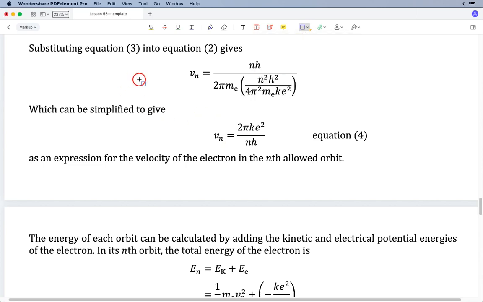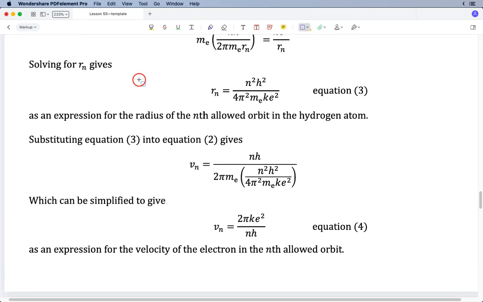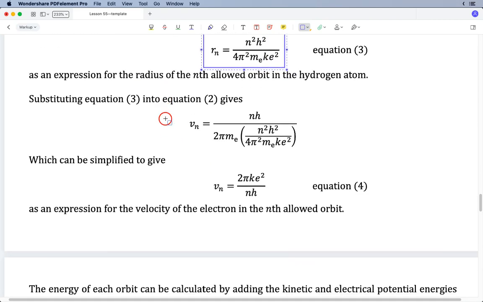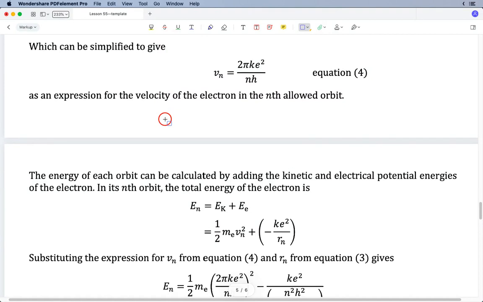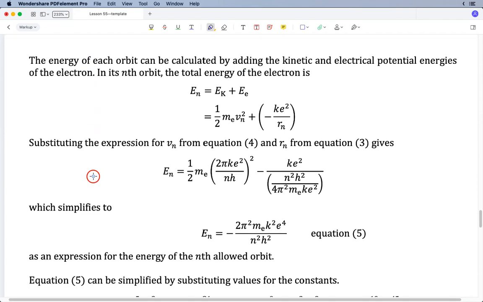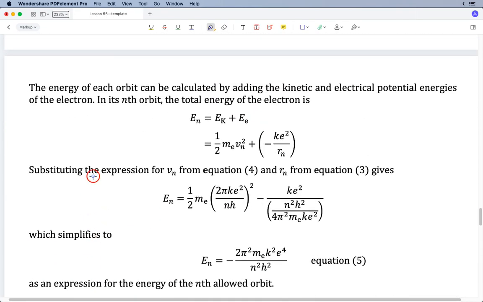And maybe what I'll do actually is I'll just put some boxes around our particularly useful equations. So this one's useful. It gives us an expression for the radius of our nth allowed orbit. And then this one is an expression for the velocity. So that's also useful. All right, so we're almost done. You see we're kind of getting to the end here.